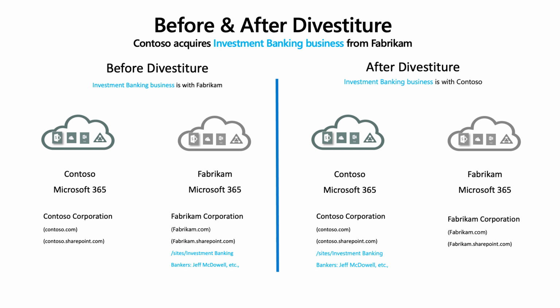So from the lens of Fabricam, it's a divestiture scenario, whereas from the lens of Contoso, it's an acquisition scenario. In this scenario, a subset of users and resources are being moved from Fabricam to Contoso. And this is a very common scenario. There is also a flavor where you may want to move all the users and resources from Fabricam to Contoso, which is in other words called a merger. You're completely merging the Fabricam tenant with the Contoso tenant.